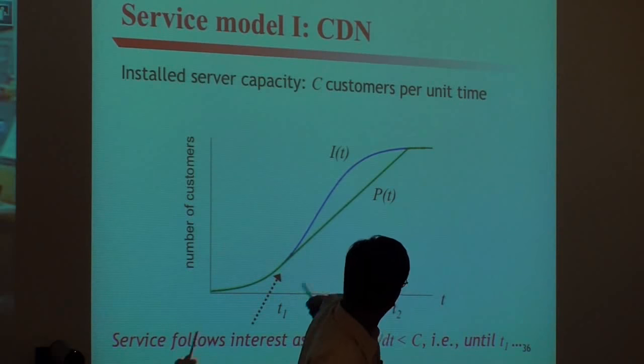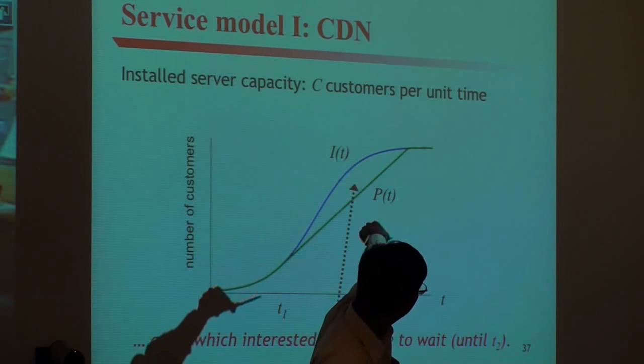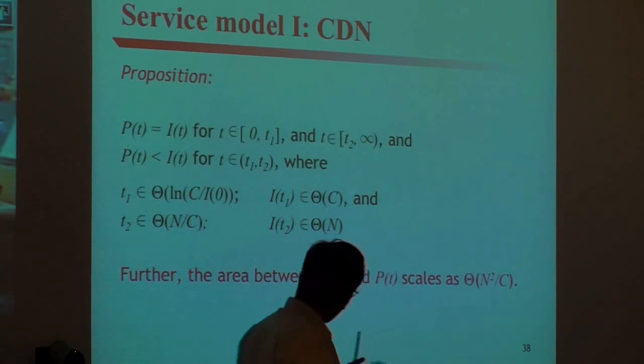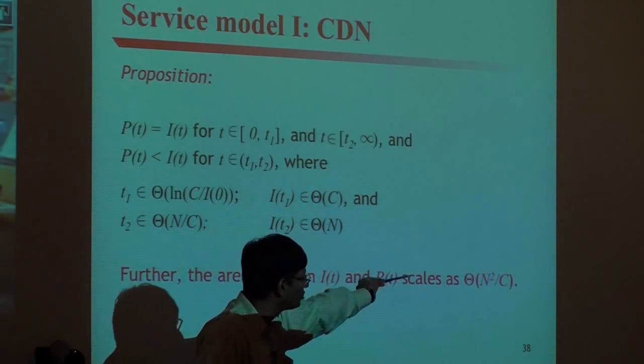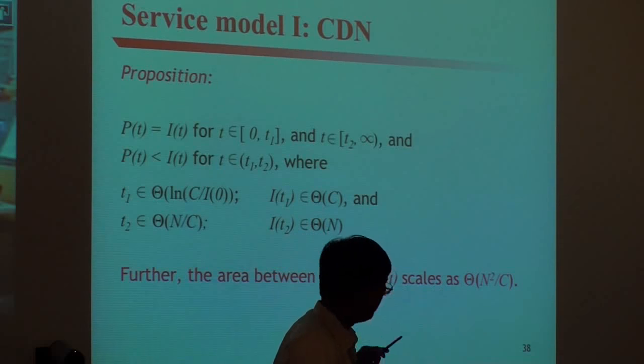So basically we have this knee where my server just gives up, and eventually it will catch up, and the area between these curves is what I'm interested in. Now I can actually analytically characterize these exactly, and the area scaling looks like theta n squared over c. Don't bother to remember this for now. I'll do a comparison at the end.